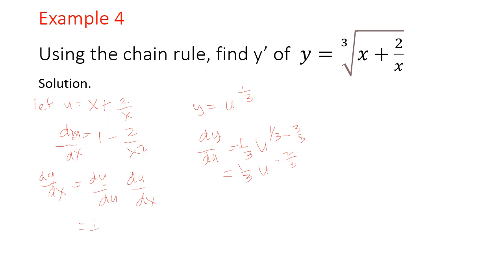equals 1/3 u to the minus 2/3 times 1 minus 2 all over x squared, or equals 1/3 times ((x plus 2) all over x) to the minus 2/3 times 1 minus 2 all over x squared.